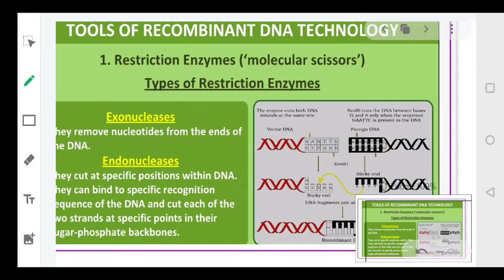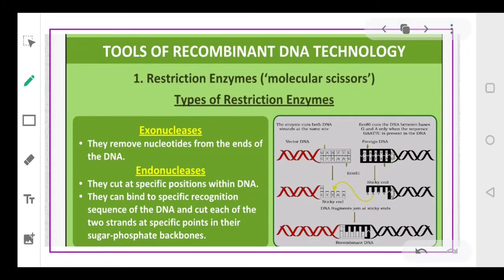Now we can categorize the restriction enzymes into two types. One is exonucleases and the second is endonucleases. So we have two kinds of restriction enzymes, right? First is exonuclease and second is endonuclease. Now exonucleases remove the nucleotides from the ends of the DNA. Okay, they remove the nucleotides.